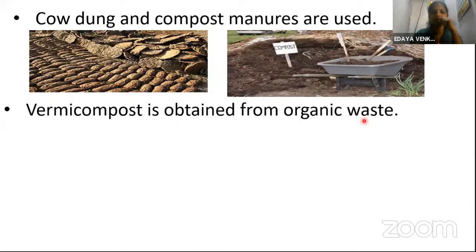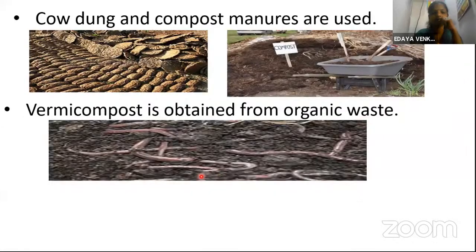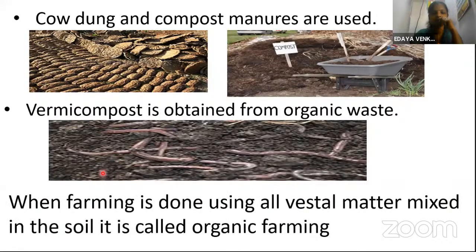Vermicompost is obtained from organic waste. With the help of earthworms, we convert the organic waste into vermicompost manure. When farming is done using all waste and matter mixed in the soil, it's also called organic farming. So this is how organic farming is done in a natural manner.